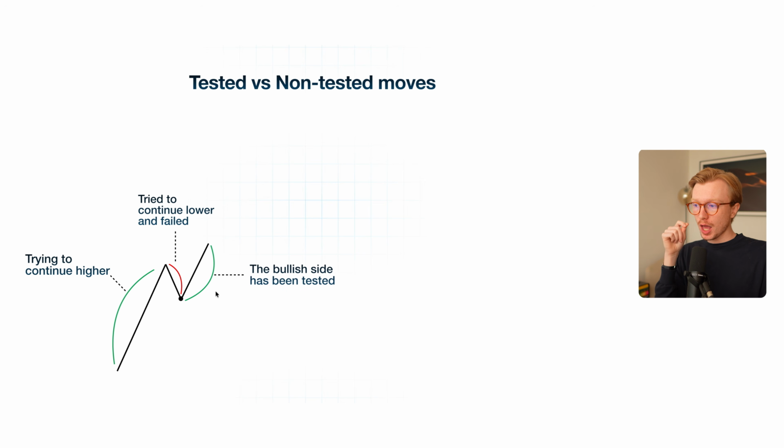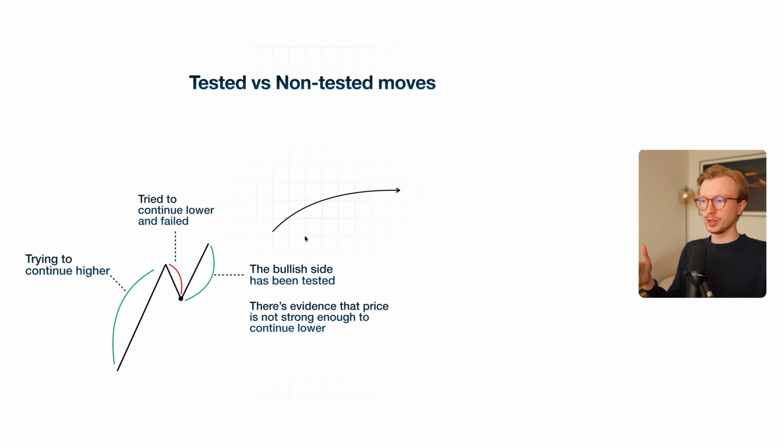The bullish side has been tested right here. This is what I mean with tested versus non-tested move. So the move that we had initially, this move was not tested. It could just continue lower very well. But if we tested, we created a retracement right there, we tried to continue lower and failed right there, and then we continue higher again, the bullish side has been tested. So now the evidence is that we are more likely to continue higher. There's evidence that price is not strong enough to continue lower, so it's more likely to keep continuing higher.